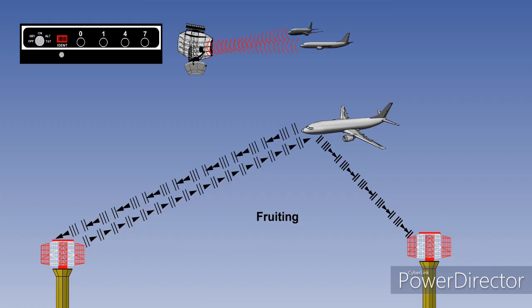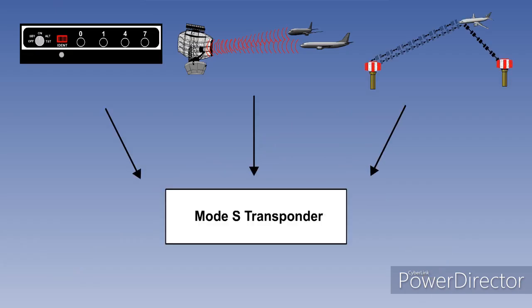SSR is also subject to fruiting. This is interference at one interrogator caused by replies from a transponder responding to another interrogator. As a result of these disadvantages, a new system called Mode S has been introduced, and we will look at this in the next lesson.